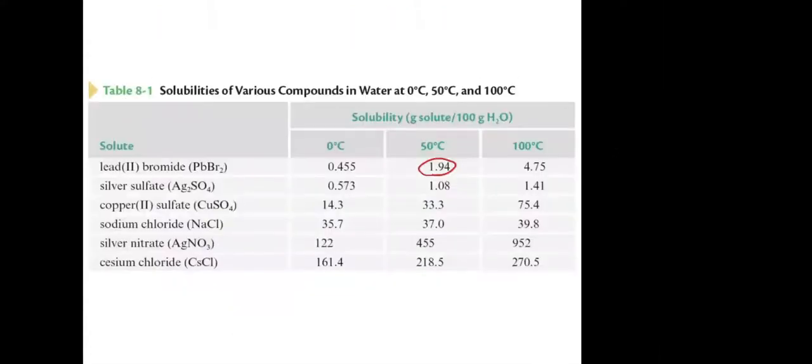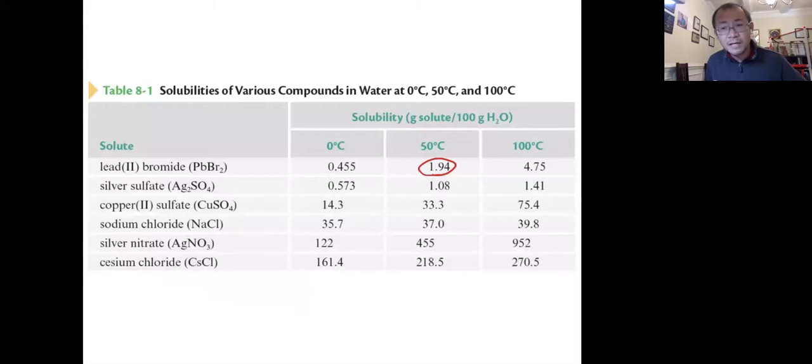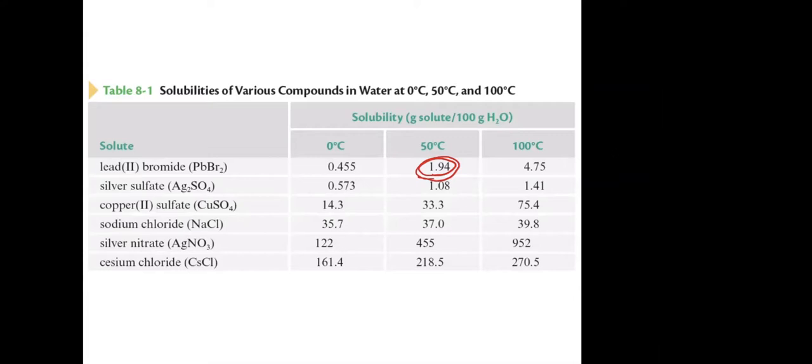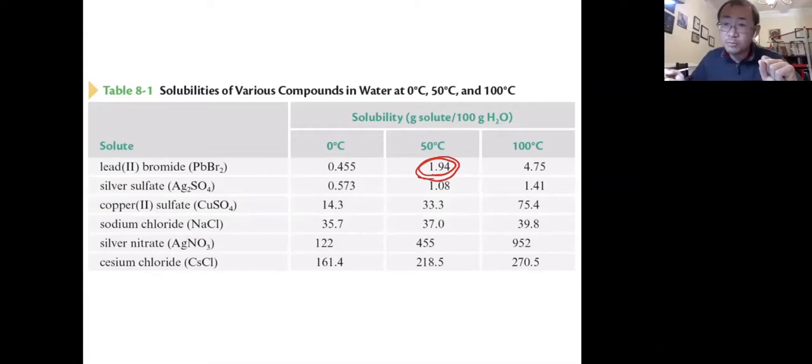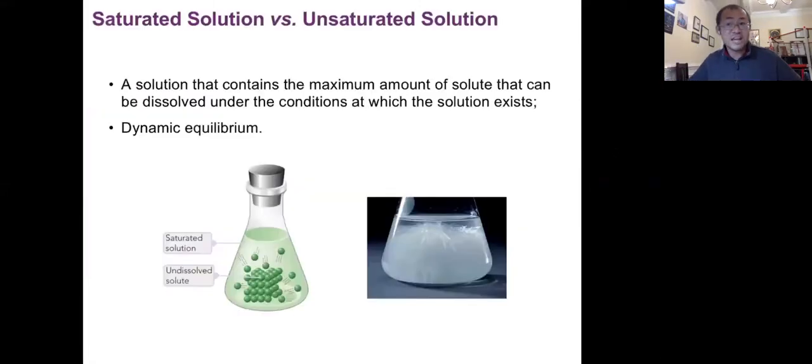Yes. Everyone? Now, question for Millie. Still using this example, I said at 50 degrees, 100 grams of water, instead of 1.94 grams of this lead bromide, I have 2 grams of it. What will happen? What would you see? It won't completely dissolve. Because we have 2, the maximum that can dissolve is 1.94. So the extra will remain in the solution as a solid, because you cannot dissolve all of it.